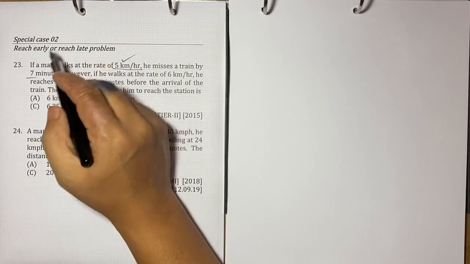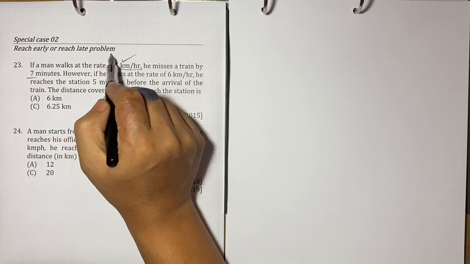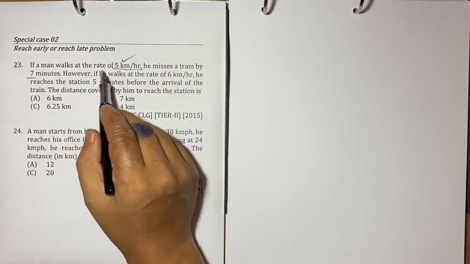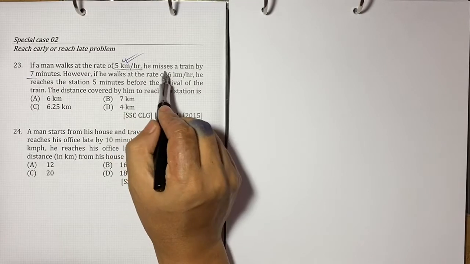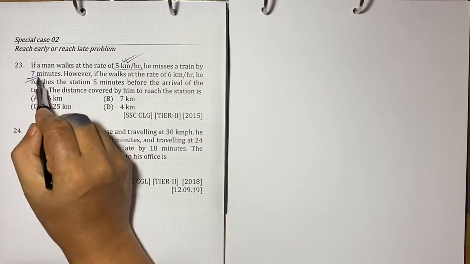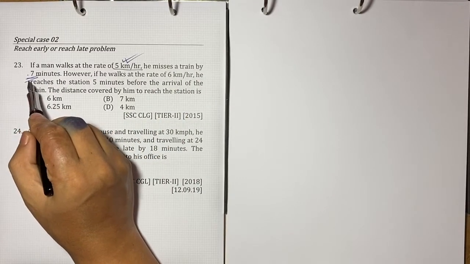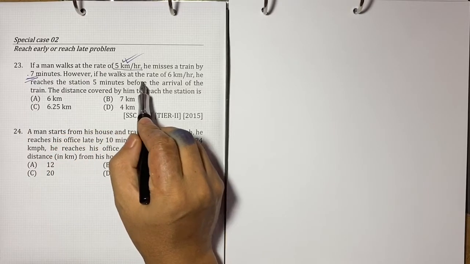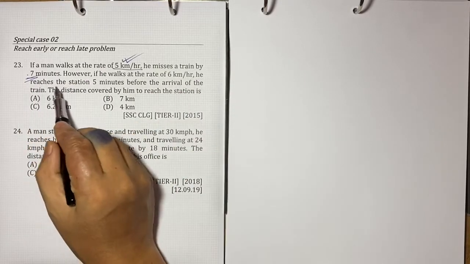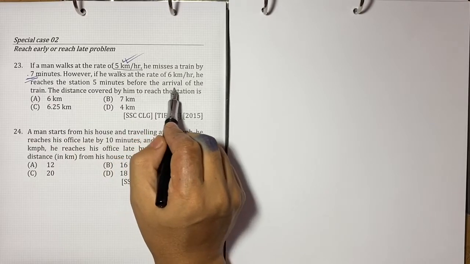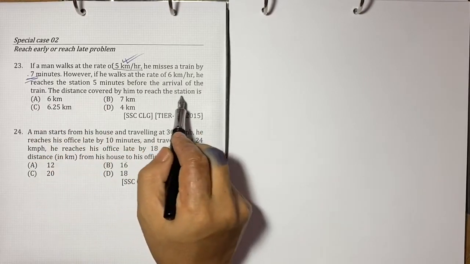Special case 2: reach early or reach late problem. If a man walks at the rate of 5 km per hour, he misses a train by 7 minutes, meaning he is late by 7 minutes. However, if he walks at the rate of 6 km per hour, he reaches the destination 5 minutes before the arrival of the train. The distance covered by him to reach the station is?